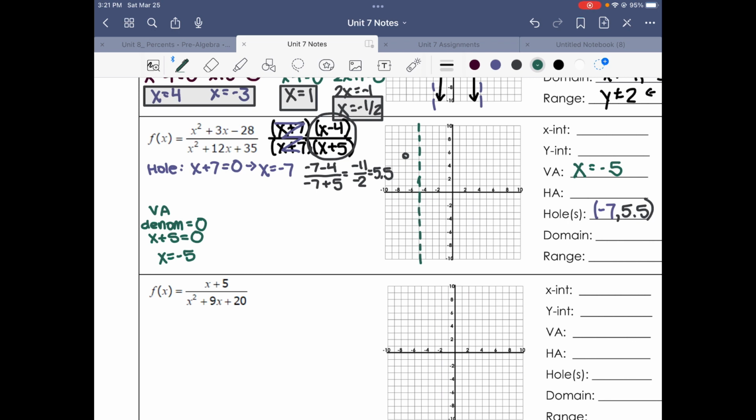Then I'm going to go find my x-intercept. My x-intercept is when the whole fraction equals 0, and that only happens if the top part equals 0. So this time you are setting your numerator equal to 0, which is x minus 4. And if I add that 4 to the other side, x equals 4 is going to be my x-intercept. So the point (4, 0).